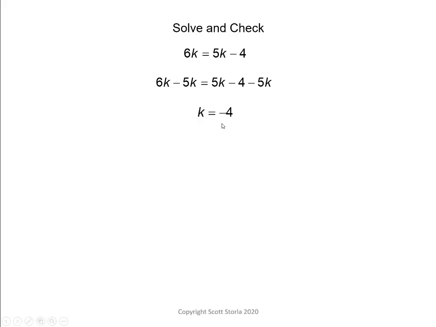Now, I want to check my solution, so I return to the original, and everywhere there's a k, I now substitute a negative 4, and I'm going to substitute into parentheses, because you see, this is a multiplication. It's 6 times k. This is also a multiplication, 5 times k. To keep that multiplication meaning, I need to have parentheses when I substitute. Both sides simplify to negative 24, which implies that negative 4 is my solution.